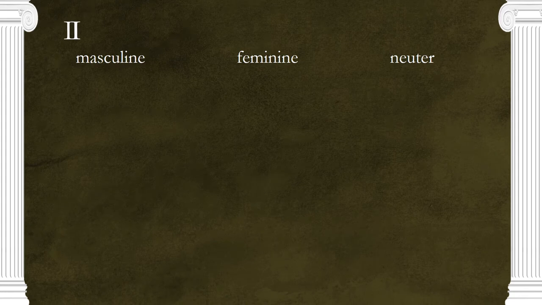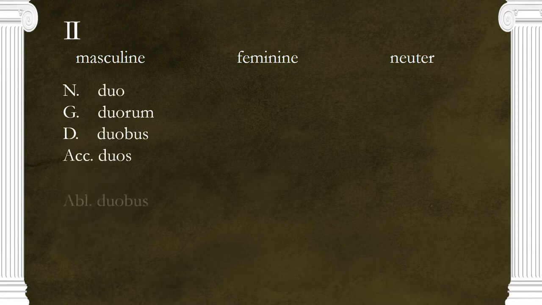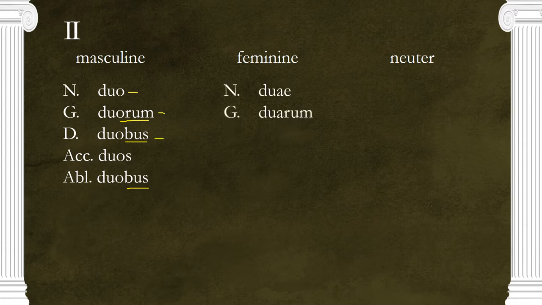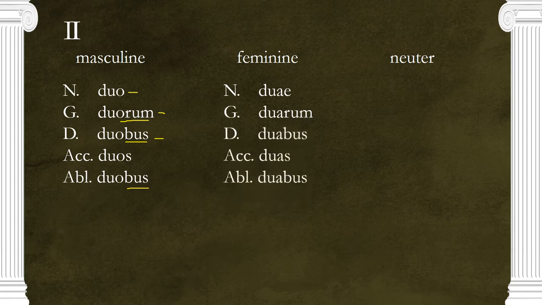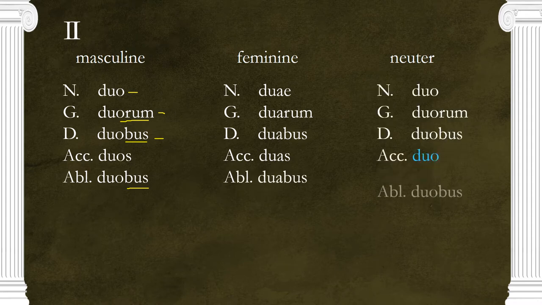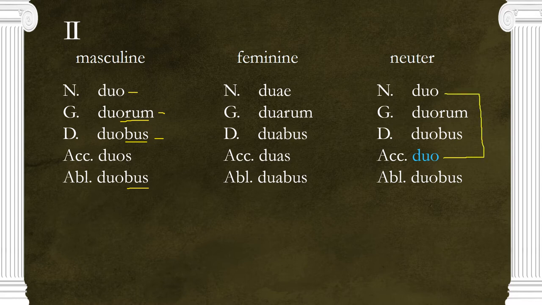The number 2 follows a slightly different pattern. It kind of looks like a cross between the second and third declension. So we have duo, duorum. And then we've seen the bus before in the third declension when we had ibus. So this is 2, of 2, to or for 2, 2, and so on. The feminine starts off like a first declension noun, but then we get that bus in there. And the neuter is the same as the masculine, except in the accusative, because remember, with neuters, the accusative and the nominative have to match up.